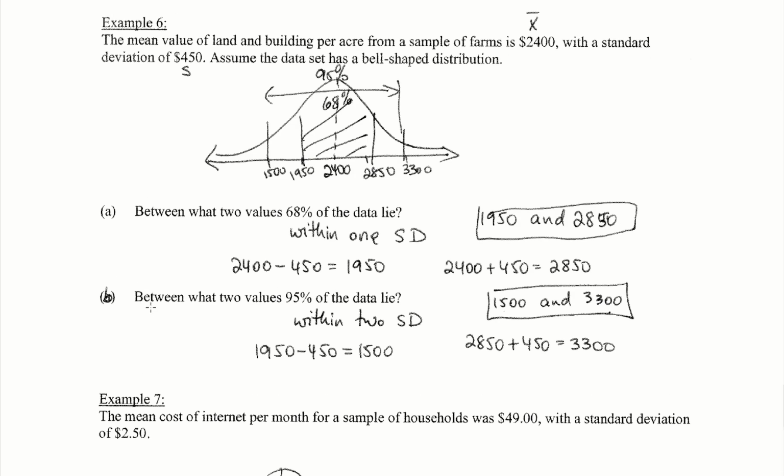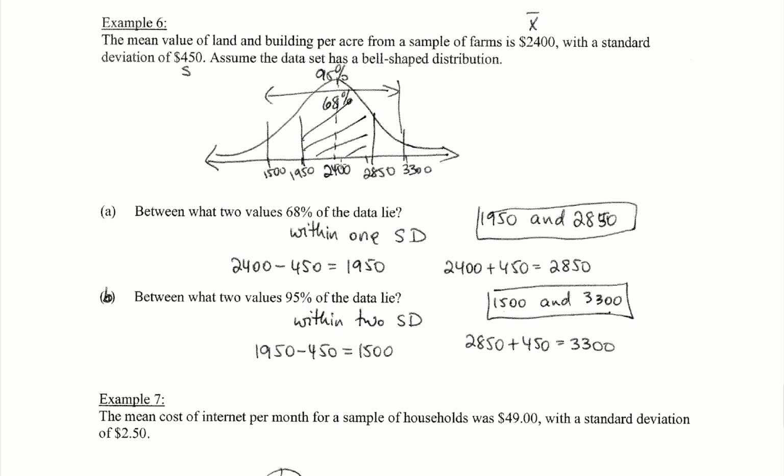Let's take a look at 2 more of these. Suppose we have the mean value of land and building per acre for a sample of farms is $24,000 with a standard deviation of 450. And again, we're asked to assume that the data set has a bell-shaped distribution.